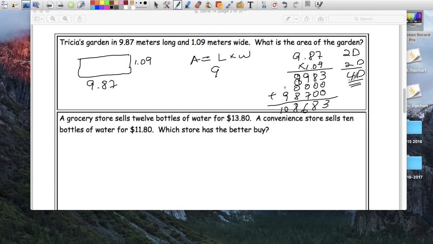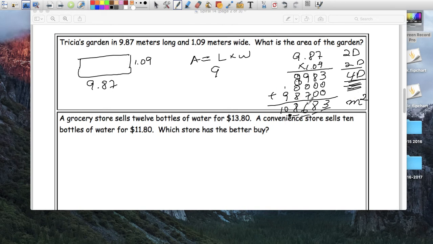Now I have to put the decimal place. It has to be 4 decimal places. So we'll start from here. 1, 2, 3, 4. And our decimal is going to be here. So the area of this particular garden is 10.8683 meters to the 2nd power. Okay, hopefully you remember that from 5th grade. It's to the 2nd power.